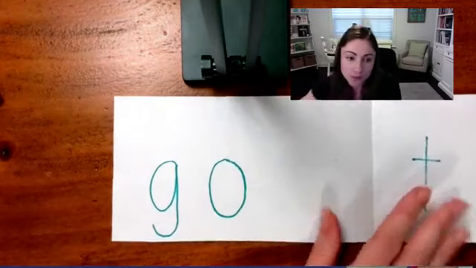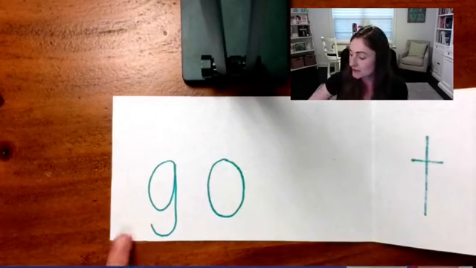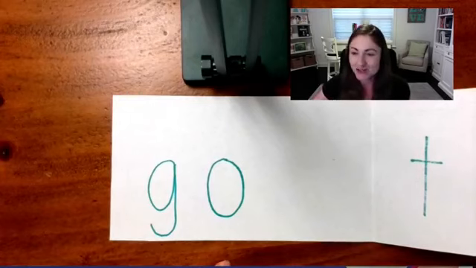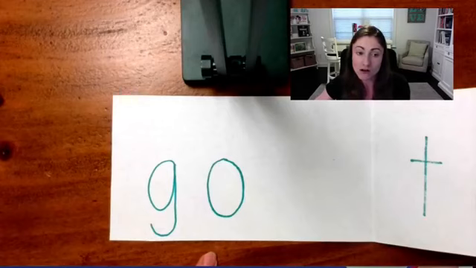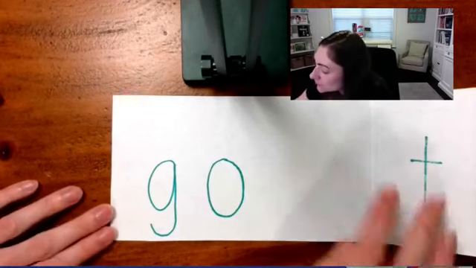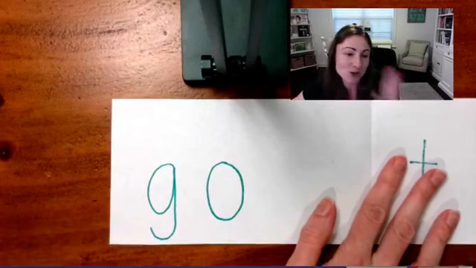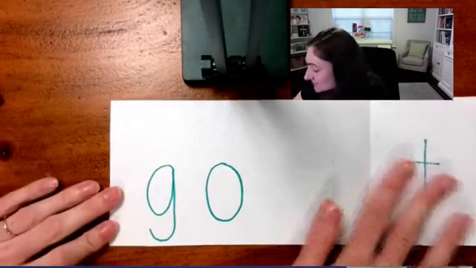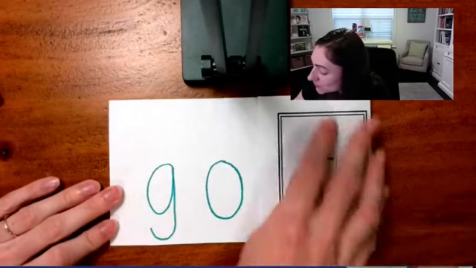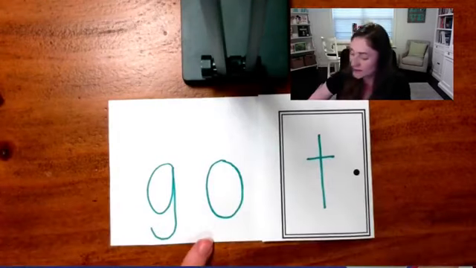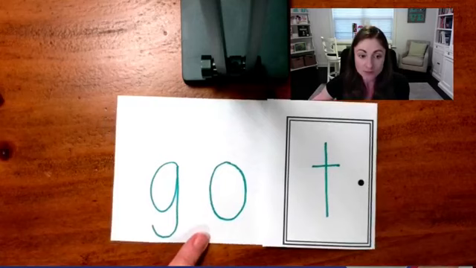Now the door is open. What does the word say? And they'll say go, hopefully. So what does the O say in go? It says O, the long O sound. So when the door is open, the vowel yells out its name, go, right? So long O. But when the door is closed, it becomes a short vowel, ah, right?